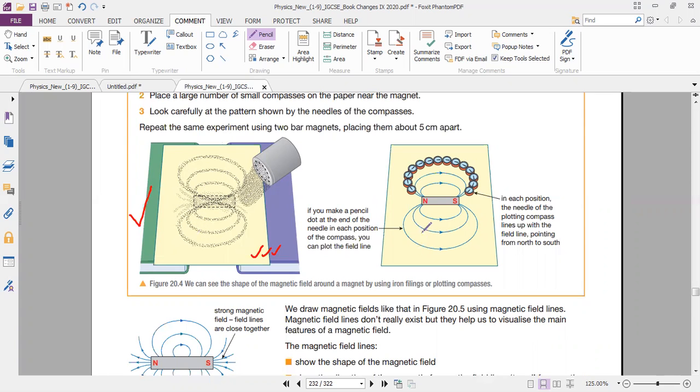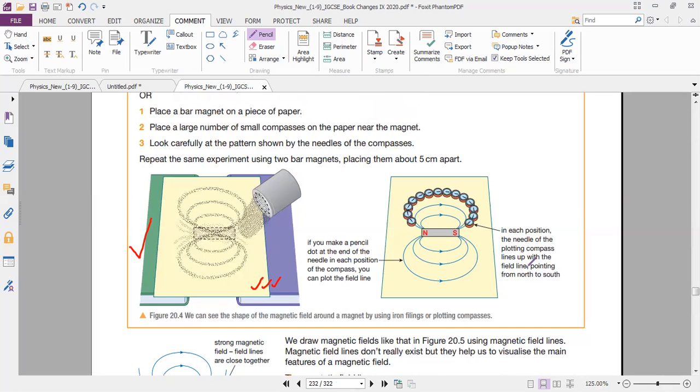And another process is that we put some compasses around the magnet, and the pointers of the compasses indicate directions. These points are marked by pencil on the white paper, and then we remove the compasses. After removing the compasses, join the lines, and the lines show the magnetic field pattern around the bar magnet.